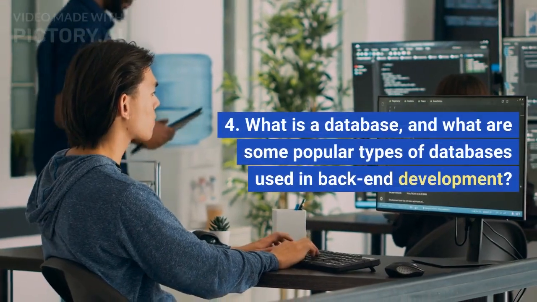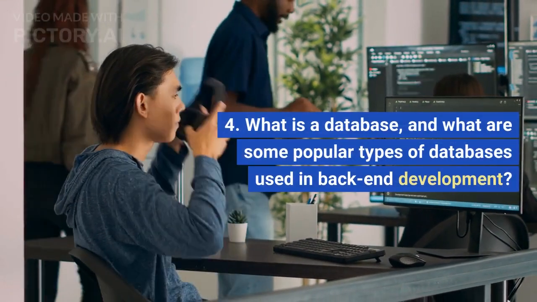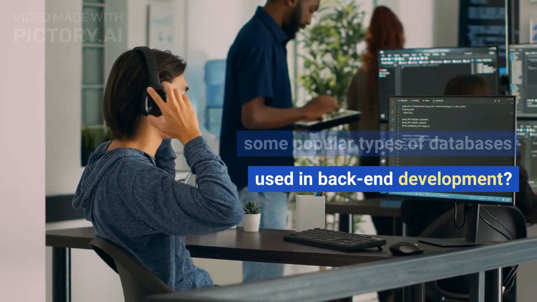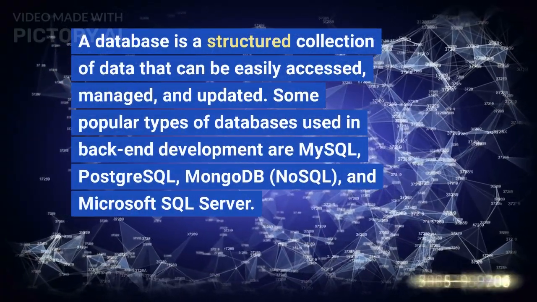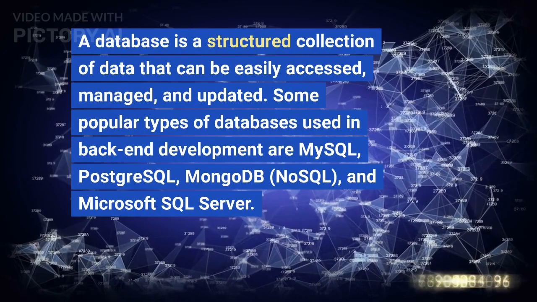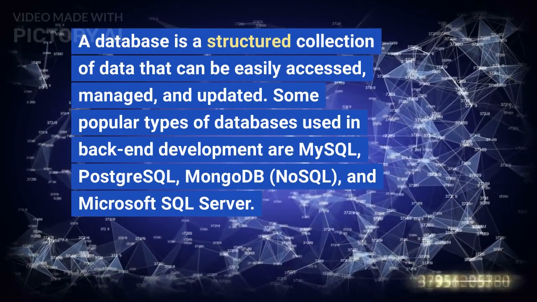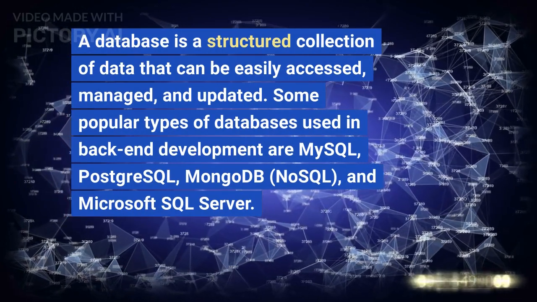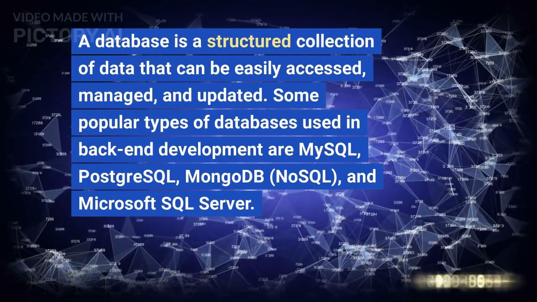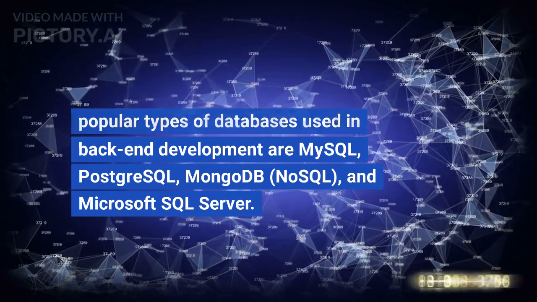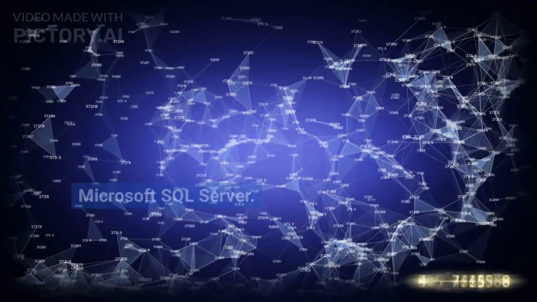4. What is a database, and what are some popular types of databases used in back-end development? A database is a structured collection of data that can be easily accessed, managed, and updated. Some popular types of databases used in back-end development are MySQL, PostgreSQL, MongoDB, NoSQL, and Microsoft SQL Server.